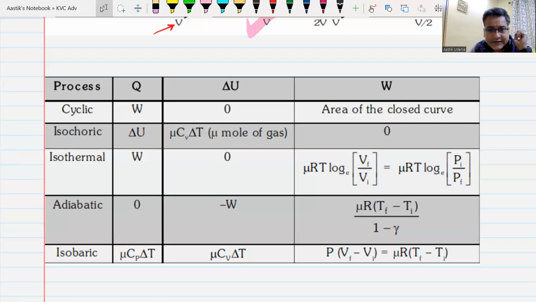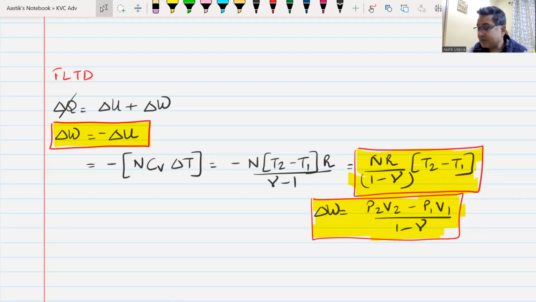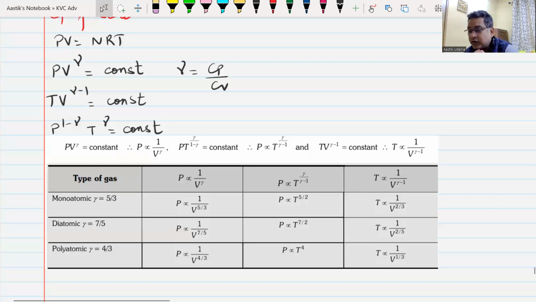Let me first begin with the adiabatic process, and we had seen work done in an adiabatic process. We had found out the work done in this process. The amount of heat is zero, so work done is negative of change in internal energy. We also had seen the equation of state for adiabatic process in different ways. We had seen it in the form of PV equal to nRT. We have done it in the form of PV raised to the power gamma is equal to constant. Everyone remembers it? Yes or no?